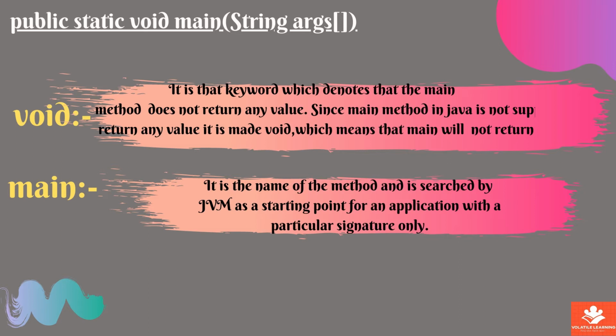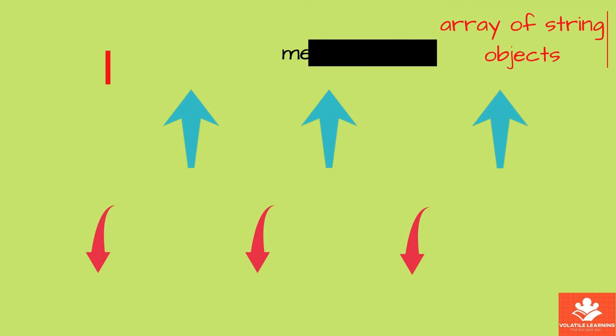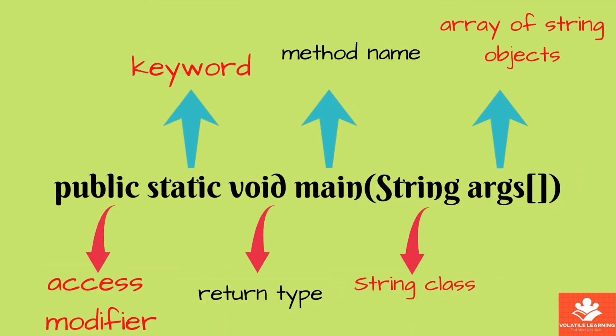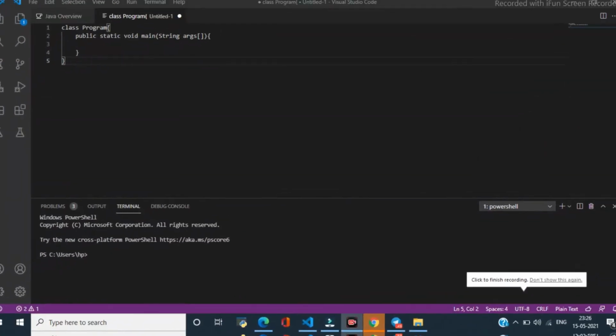Next is the main method. It is the name of the method. This method name is searched by the JVM as a starting point for an application with a particular signature only. The parameter given here is a string array by name args, that is arguments. The string array is used to access command line arguments. It is the parameter to the main method.